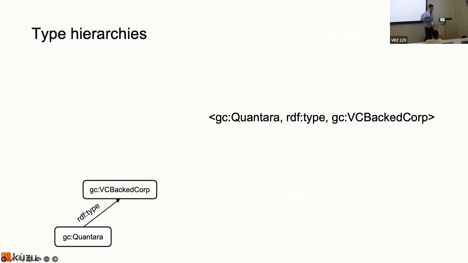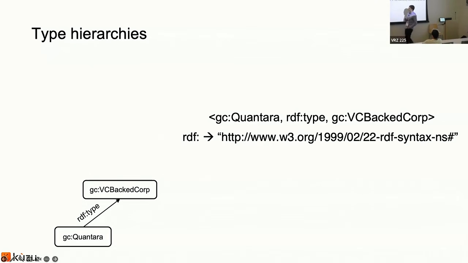Object-oriented programming languages kind of obviously have this cooked into them. But in terms of the data models, like property graphs or relational models or Datalog, they don't have a type hierarchy. You can't get that level of object-orientation. So you can say, Quantara is a type of VC-backed company.